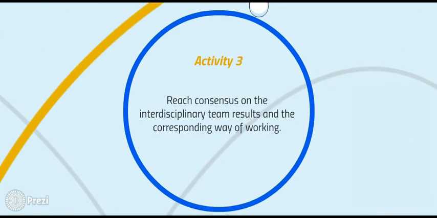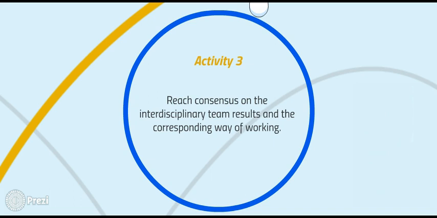The third activity is to reach consensus on the interdisciplinary team results and the corresponding way of working. Because the interdisciplinary way of working does not have predefined outcomes and processes to achieve these outcomes, it is necessary to make agreements and to envision the interdisciplinary outcomes from the start.